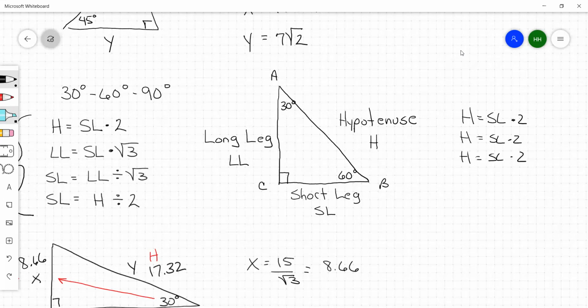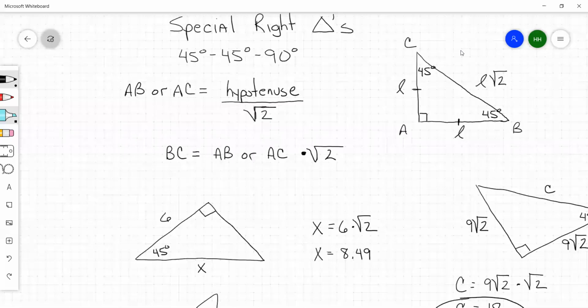It might take you about 4 minutes to do it, but it will be automatic for you for the rest of this year anyway. And anytime that you see a 30, 60, 90 right triangle, you will automatically use those rules. And then I would do the same thing with the 45, 45, 90.